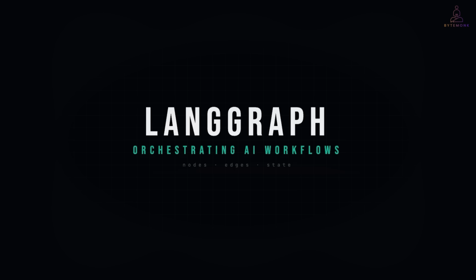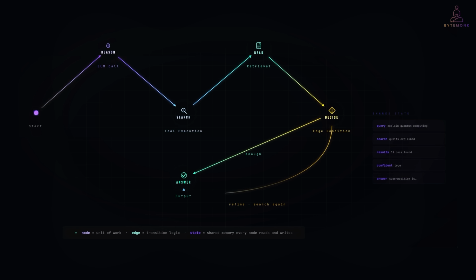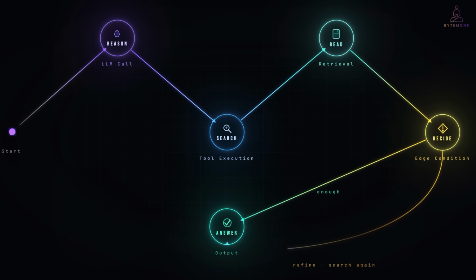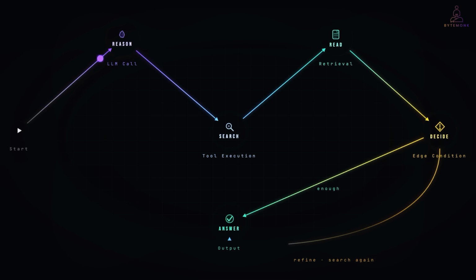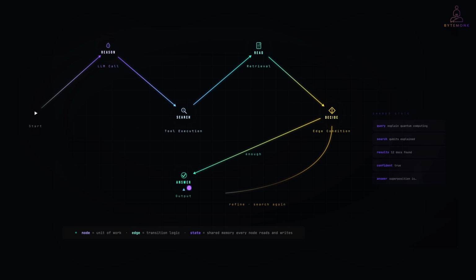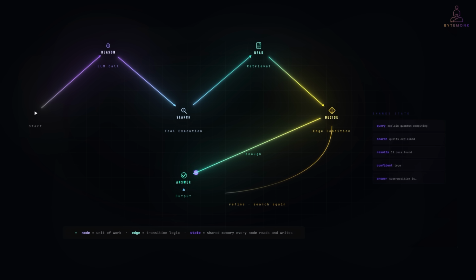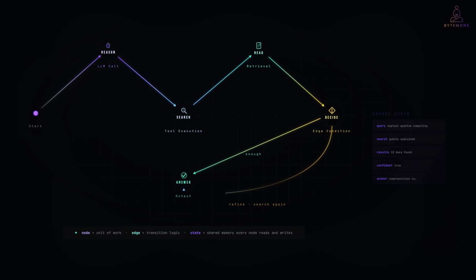LangGraph takes a fundamentally different approach to structuring AI systems. Instead of chains, it uses graphs. A LangGraph application is made up of nodes and edges. Each node is a unit of work. An LLM call, a tool execution, a retrieval step, a custom function. Each edge defines how the system moves between nodes, and those transitions can be conditional.